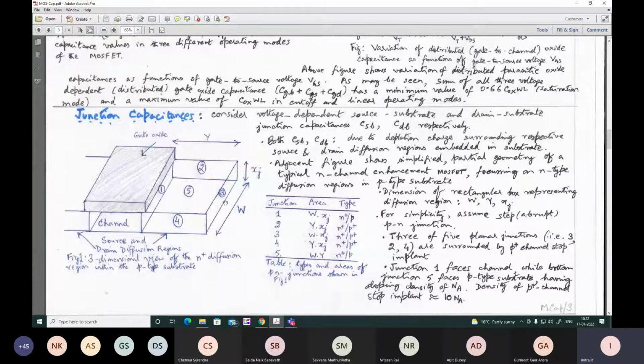Here also P plus N plus junction and P plus. The P plus comes from the channel stop implant, which is surrounding the N plus region on three sides. And two other junctions are there, junction 1, junction 5.